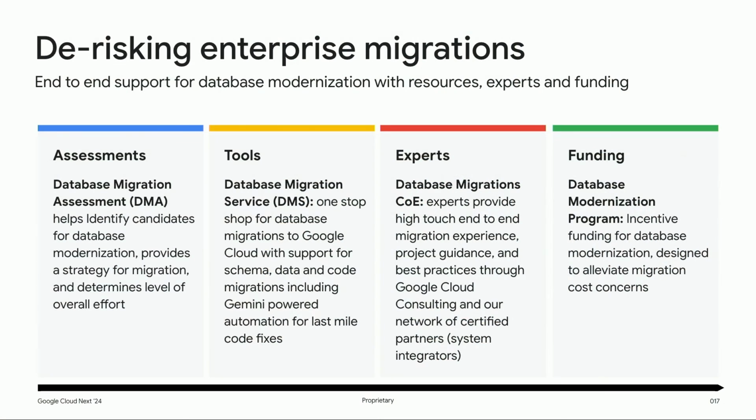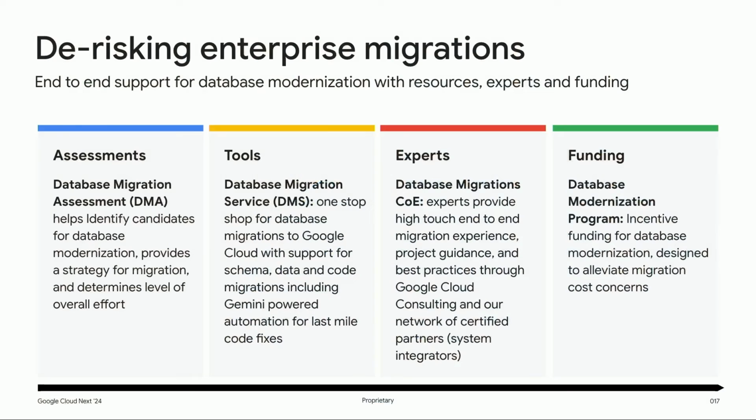We have the Database Migration Assessment tool, which can help you find the best modernization candidates and scope the effort to move them. Second, our Database Migration Service provides schema and data migration support, as well as Gemini-powered code conversion for things like stored procedures, which in our experience significantly outperforms more heuristic-based methods you may have seen in the past. Third, we have a Database Migration Center of Excellence, where you can get high-touch support to make your migration successful. And finally, we have attractive financial incentives to help offset some of your migration costs.